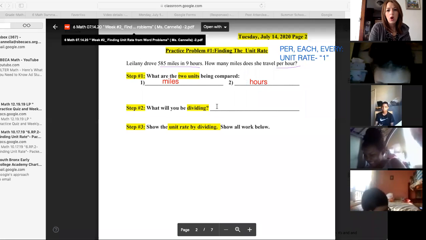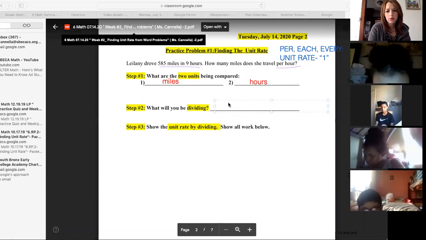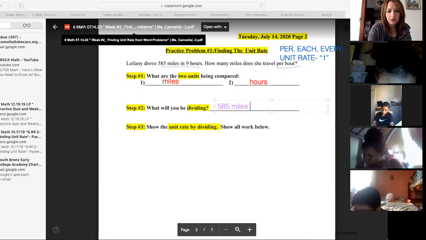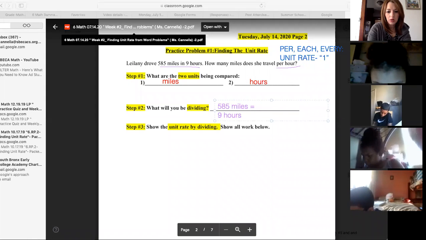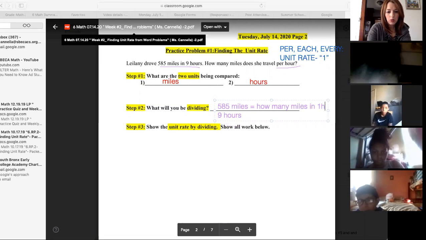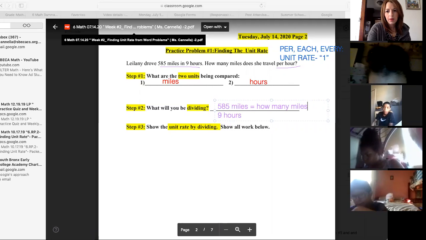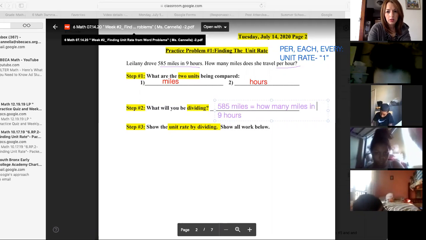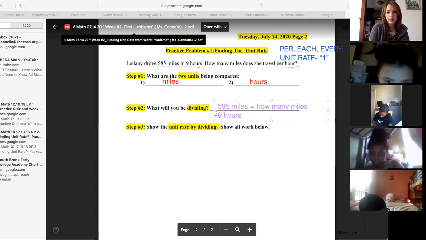Okay, Isaiah. What 2 numbers will we be dividing to figure out how much one costs? We're going to be dividing 585 and 9. Good, so 585 miles over 9 hours. And then this is going to equal how many miles in 1 hour. I'm just going to put HR, 1 hour. How many miles in 1 hour? Just to figure out how many miles. Okay, again, this should be a division sign.